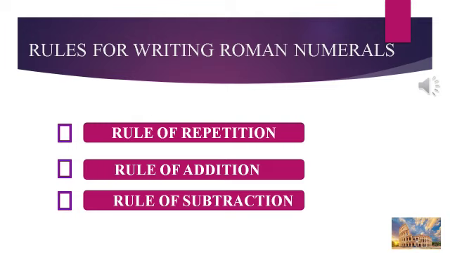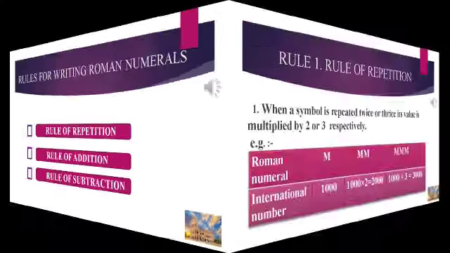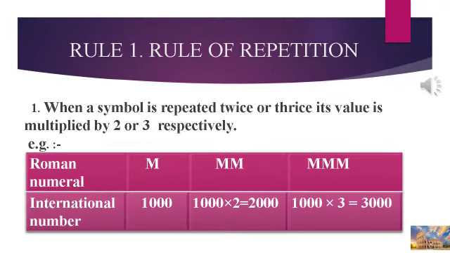Rules for writing Roman numerals. We need to remember 3 rules while writing the Roman numerals. Rule 1, rule of repetition. Rule 2, rule of addition. And 3rd, rule of subtraction. Let us learn each rule one by one. Rule 1, rule of repetition.